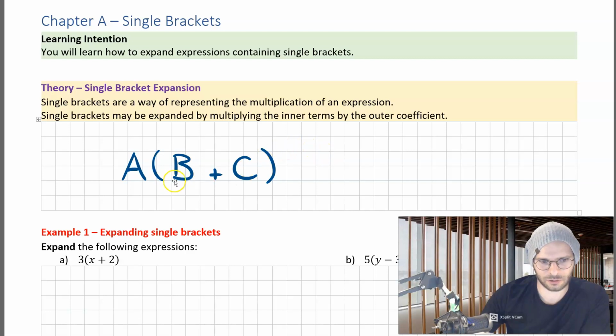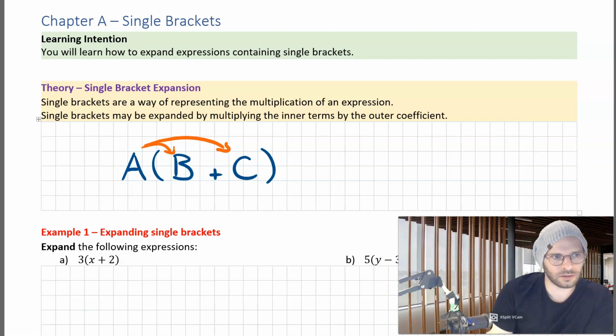So we have the expression b plus c multiplied with a. Single brackets may be expanded by multiplying the inner terms by the outer coefficient. What that means is our inner terms b and c are going to be multiplied with the outer coefficient a. This will be done by taking the outer coefficient a and multiplying each inner term. We can represent this with the arrows as shown.